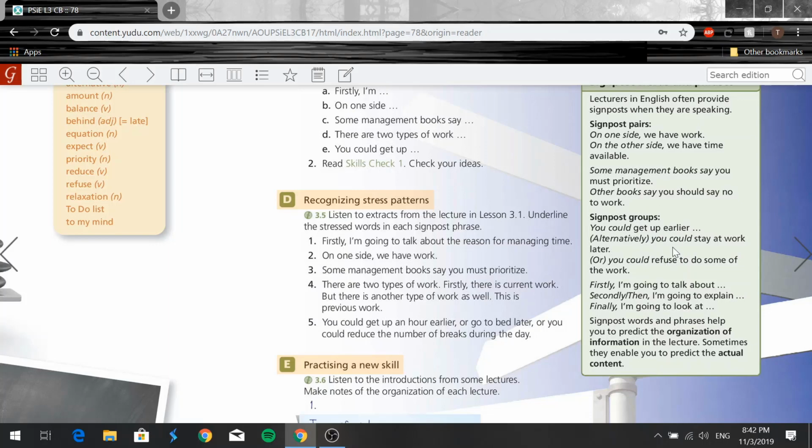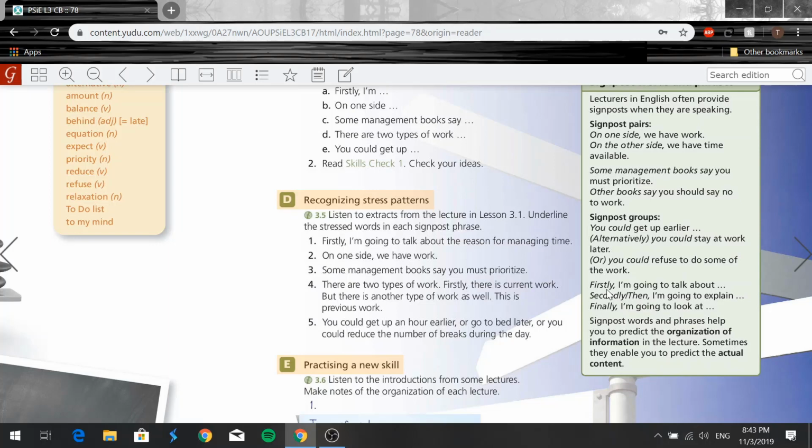Firstly, I'm going to talk about. Secondly, or then, both are correct, I'm going to explain. And finally, I'm going to look at. Okay, so these were some of the examples of signpost groups. You have more than one choice and you talk about them in the correct order, right? So what are signpost words and phrases?